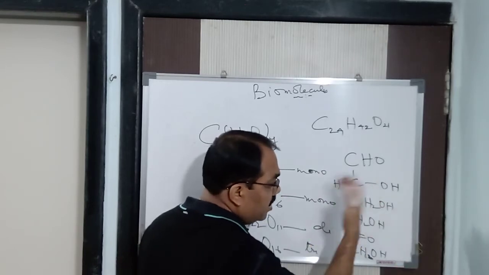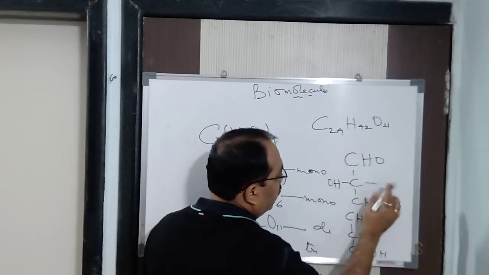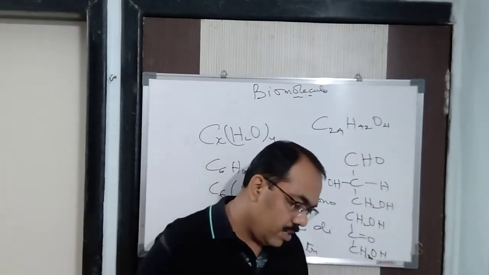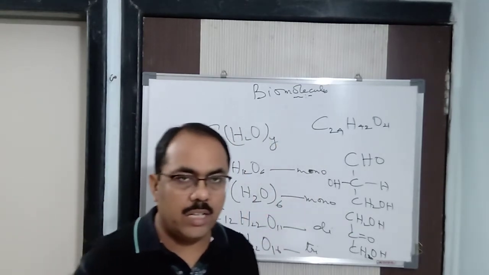Here capital D means the D family, we can say that. And if OH is on the left and H is on the right, we can say it is known as L, capital L. L stands for the L family. Got it? L-glyceraldehyde, so to say.